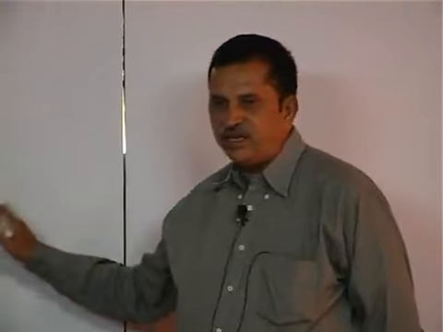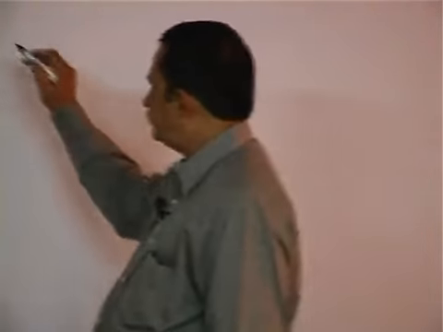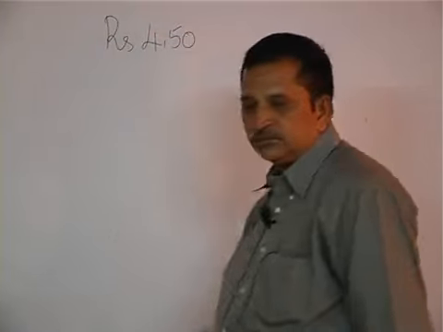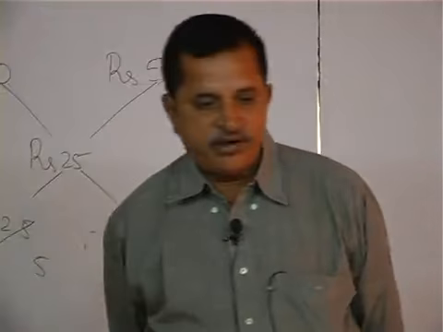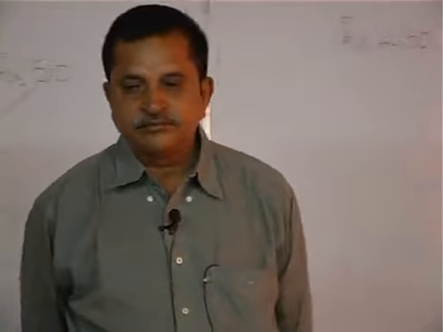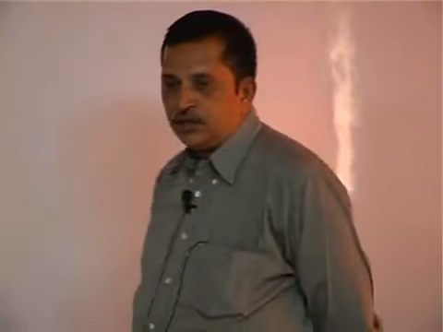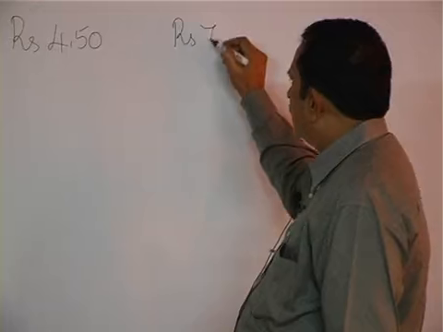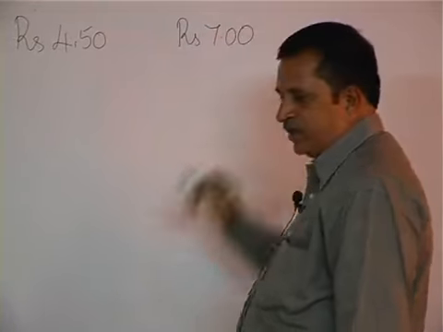Now you see the slight variation in the problem. Second problem, next. In what ratio should rice costing rupees 4.50 a kg be mixed with rice costing rupees 7 a kg.